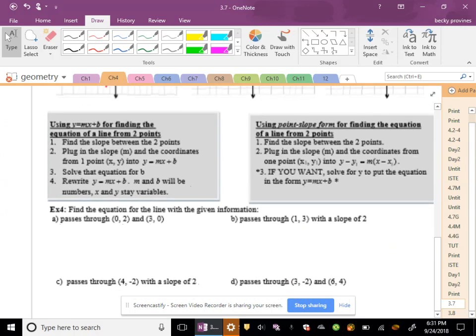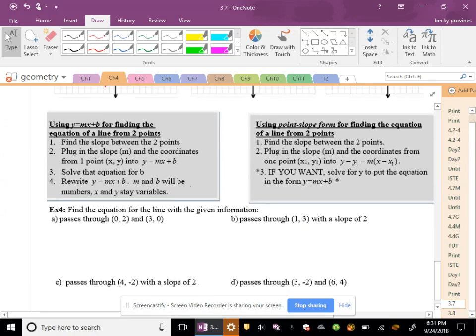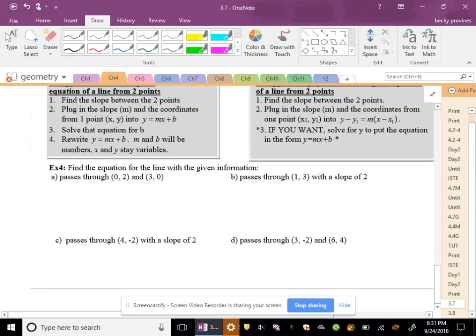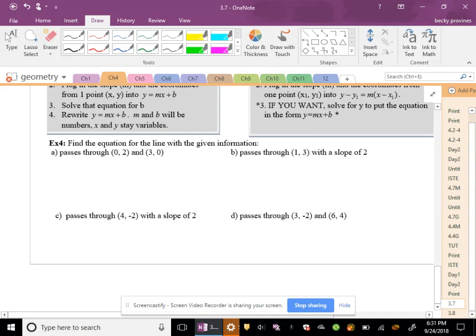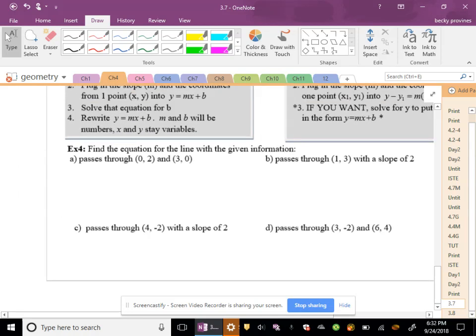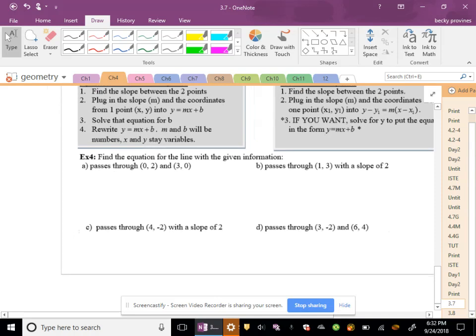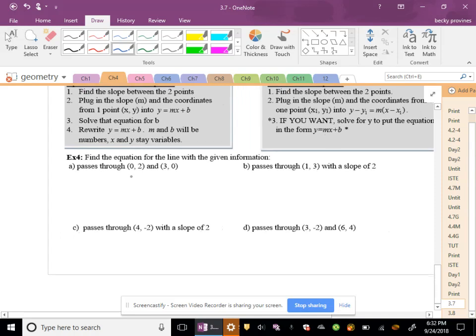Okay, so I tried to write directions because I know kids like directions. So if you get confused, you can always go back and read what I'm doing. But since I'm giving you verbal directions, I'm not going to read you the steps. For example, 4 says write in the equation of the line that passes through the following points. Okay, so the first step is to find your slope. We practiced it already. X1, Y1, X2, Y2.